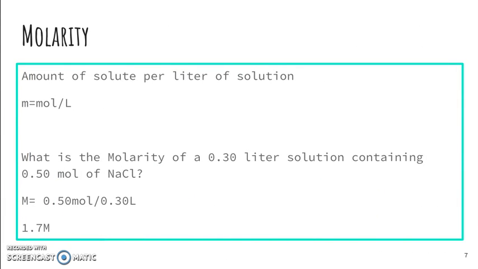Molarity is the amount of solute per liter of solution. So when trying to calculate molarity, you would use the formula M, standing for molarity, equals moles over liters. In the example below, what is the molarity of 0.30 liters solution containing 0.50 moles of NaCl? The equation would look like M equals 0.50 moles over 0.30 liters. Plug that into your calculator and you would get 1.7 M.